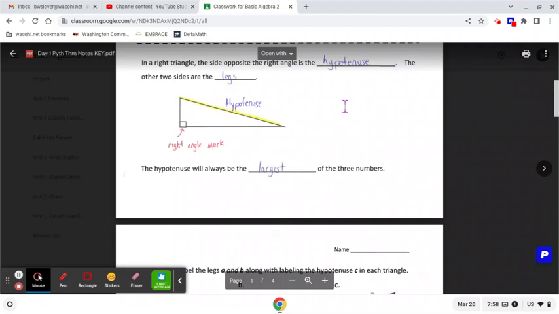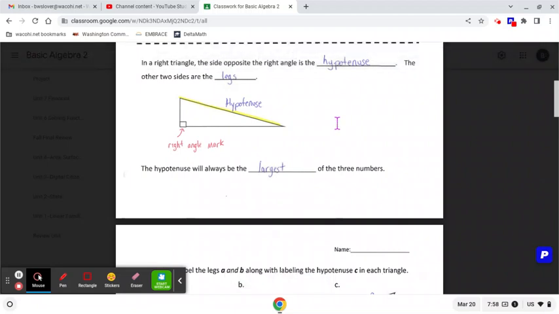Today, we're focusing on a right triangle. So in a right triangle, the side opposite the right angle is the hypotenuse, and the other two sides are the legs. So let's backtrack. You should know what a triangle is. It's got 3 sides. A right triangle means you are looking for the symbol that is a right angle, right?